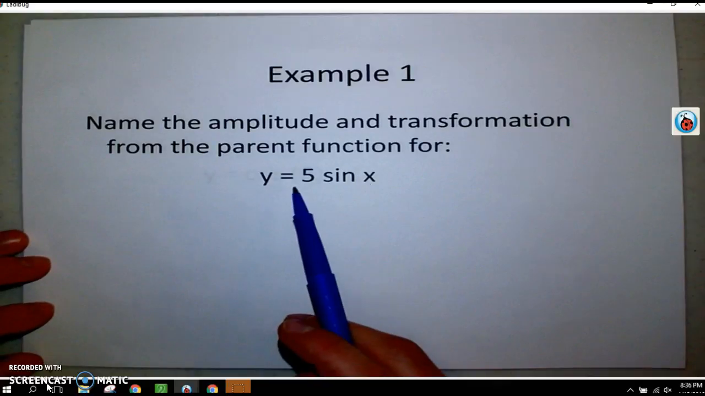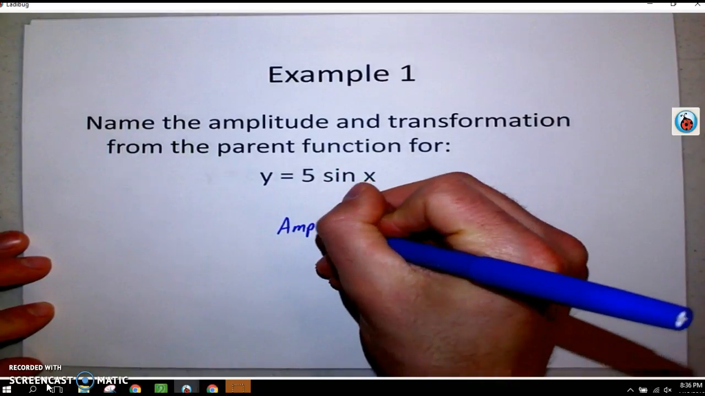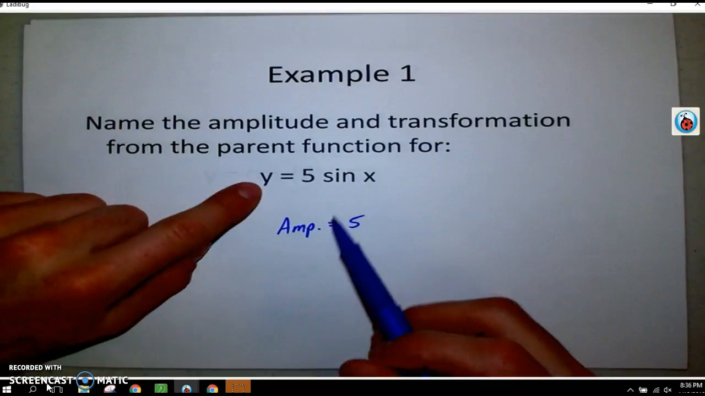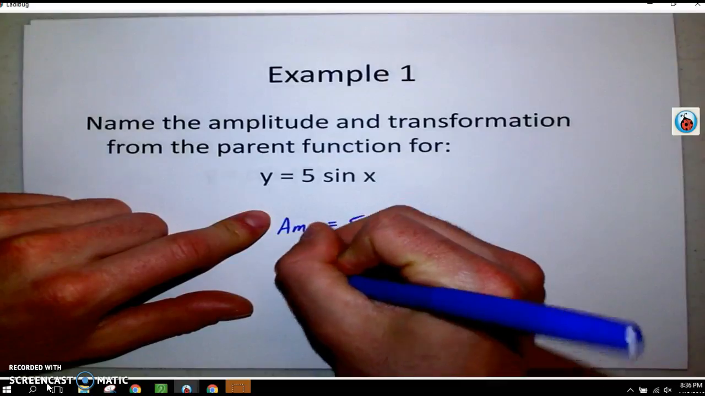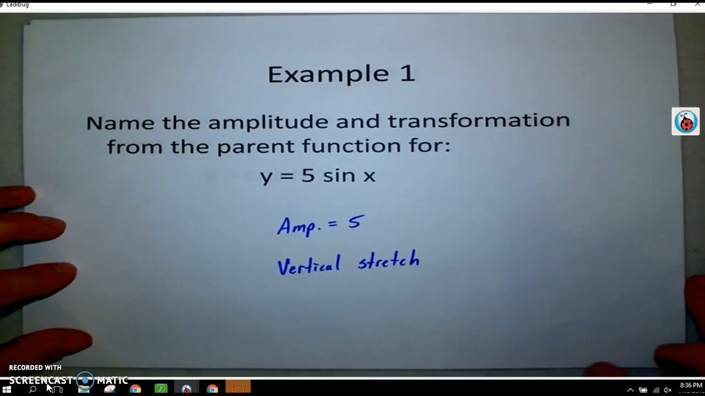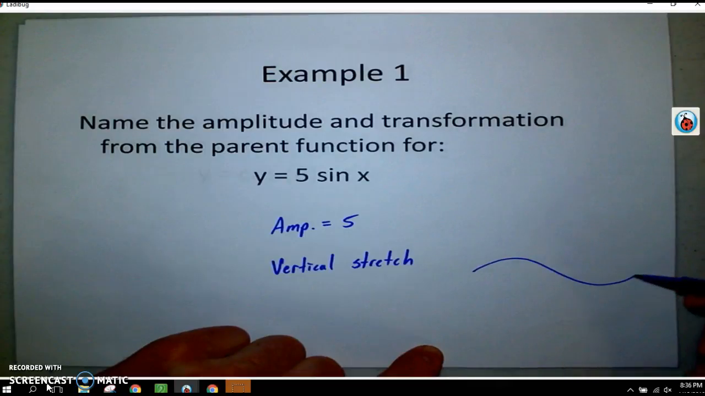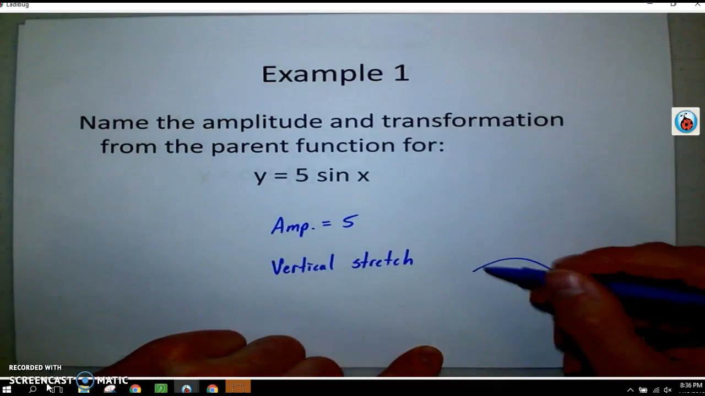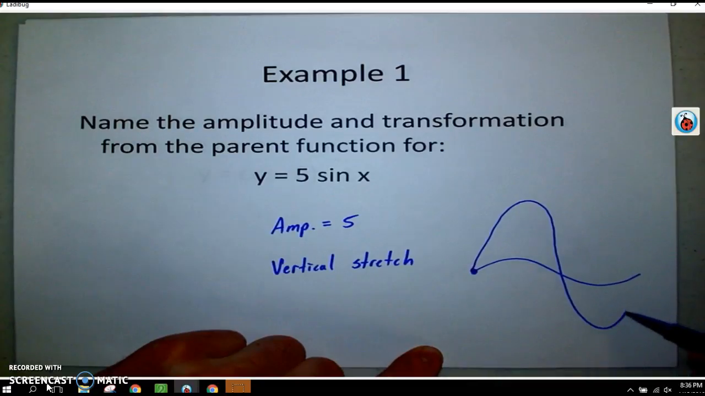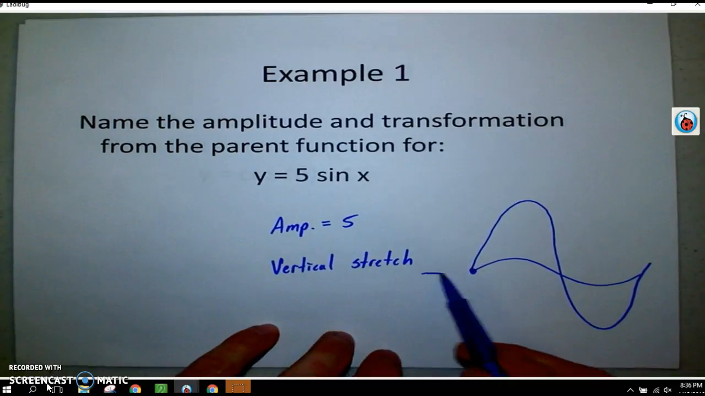All right? So let's take a look at a couple of equations, and we'll name the amplitude and transformation from the parent function. So my amplitude is going to be 5. We could abbreviate this as AMP. And the transformation from the parent function, when I have an amplitude of 5, that means that I had a vertical stretch. So very informally, if we think of my original sine graph being something like this, with an amplitude of 5, essentially you have the same starting point, but now I'm going up 5 times as much, and I'm going down 5 times as much. Right? And I didn't really make that symmetrical, just a rough concept of what would be happening here. All right?